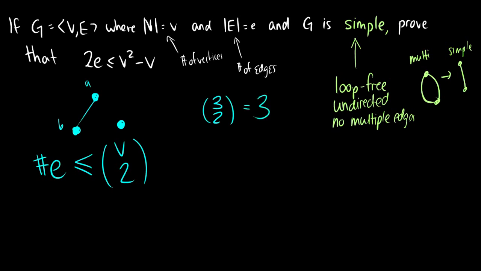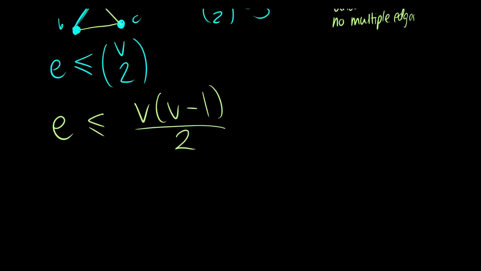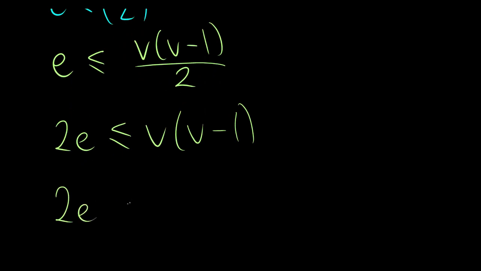That's just 3. But, for instance, what if this was our graph? Well, it's less than 3. Okay, but can we get more? Well, no, because it's simple, so this is the most we can get. So e has to be less than or equal to v choose 2, which means that e is less than or equal to v times v minus 1 over 2 factorial, which is just 2. So 2 times e is less than or equal to v times v minus 1, which is the same thing as saying that 2e is less than or equal to v squared minus v.